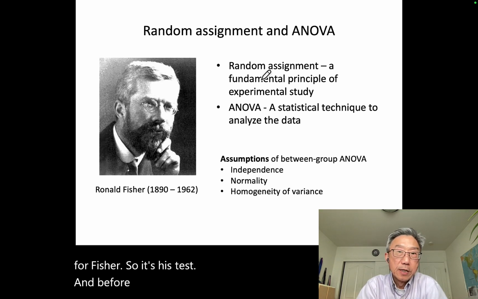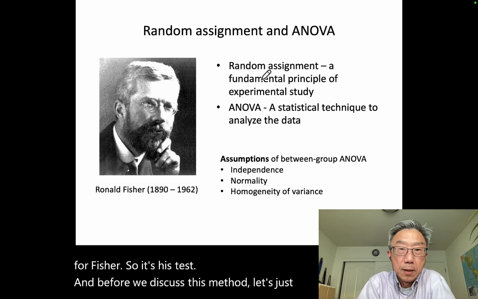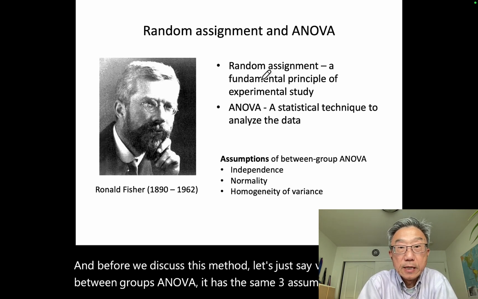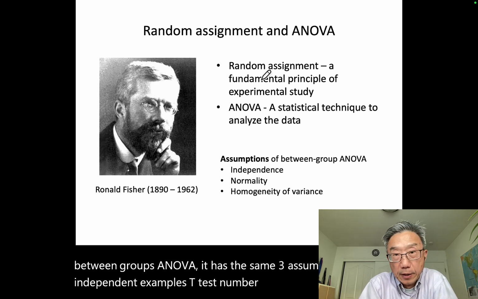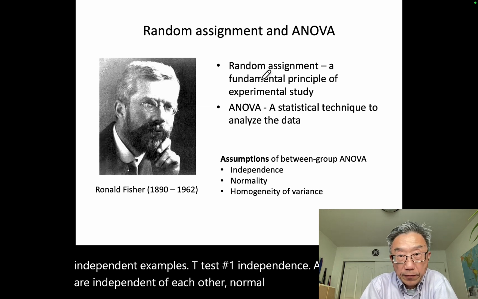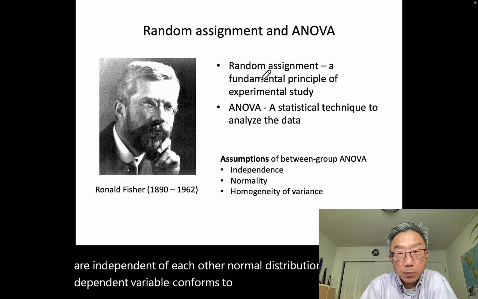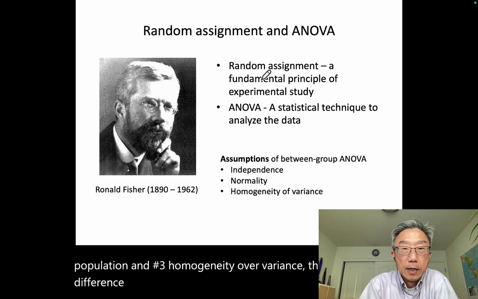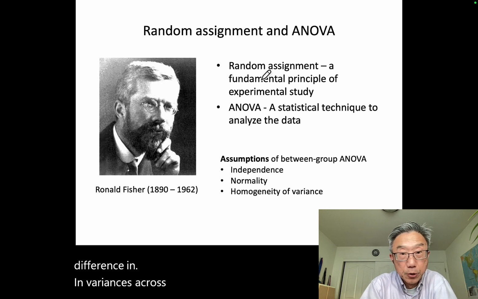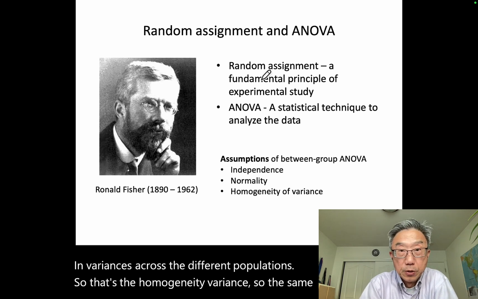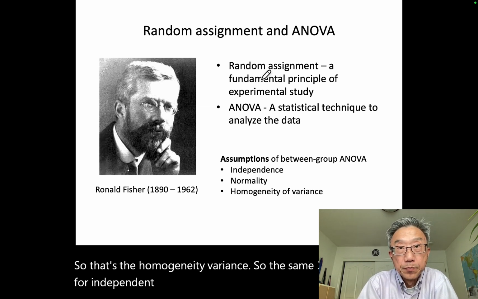And before we discuss this method, let's just say very quickly, between-groups ANOVA has the same three assumptions as the independent samples t-test. Number one, independence: all the data points are independent of each other. Number two, normal distribution: the dependent variable conforms to a normal distribution in the population. And number three, homogeneity of variance: there's no difference in variances across the different populations. So the same three assumptions for the independent samples t-test that we discussed last week also apply to between-groups analysis of variance.